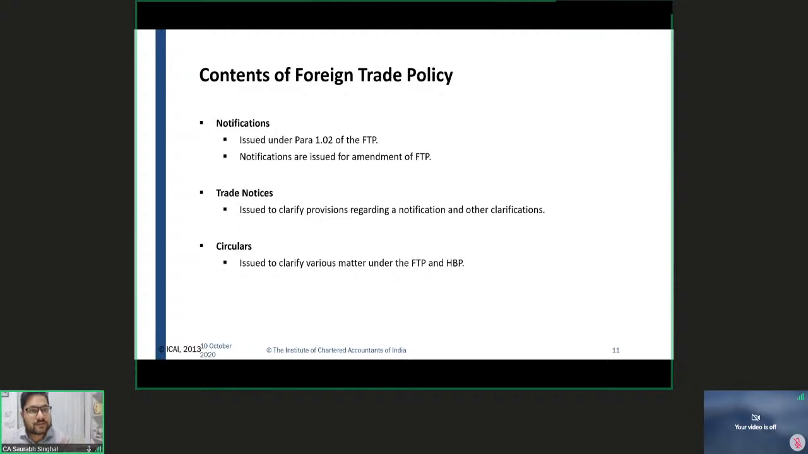Then you will have trade notices. Then you will have circulars. Trade notices are also to clarify certain provisions regarding the notifications and other clarifications. That is another instrument that is used by the foreign trade policy or the DGFT department. And circulars are also issued under the foreign trade policy. So these are the types of documents that you may face when you are reading or looking at the foreign trade policy.